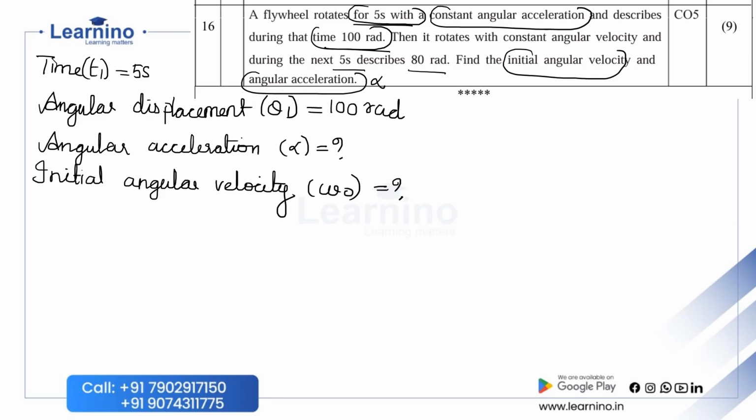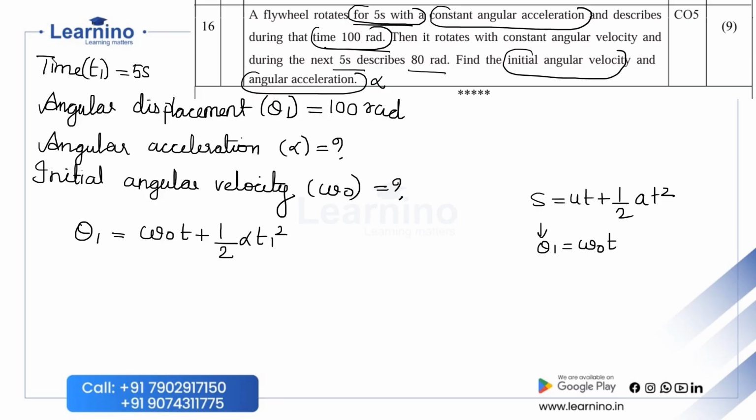According to equations of kinematics in rotation, theta 1 is equal to omega 0 t plus half alpha t1 square. Okay, s is equal to ut plus half at square. Similar to that, instead of s I put theta 1, u is initial velocity omega 0, t, half into angular acceleration into t1 square. Okay, this is the equation.